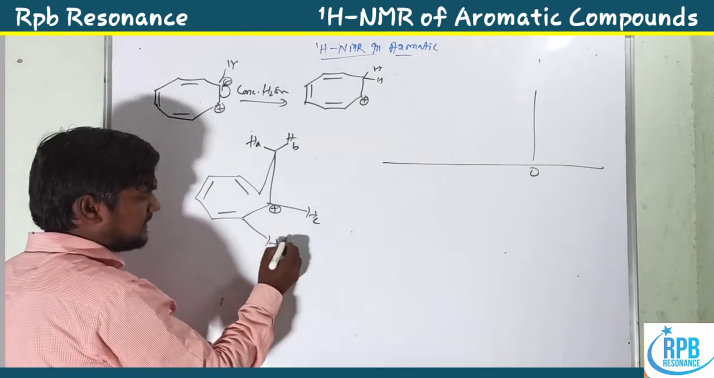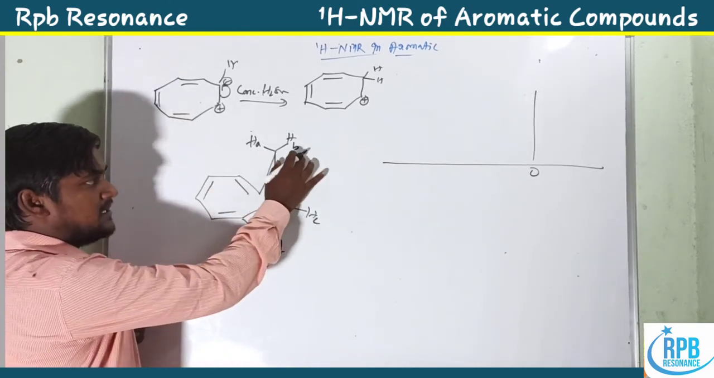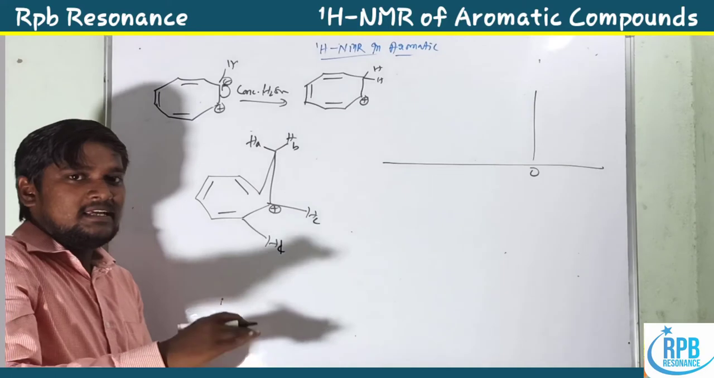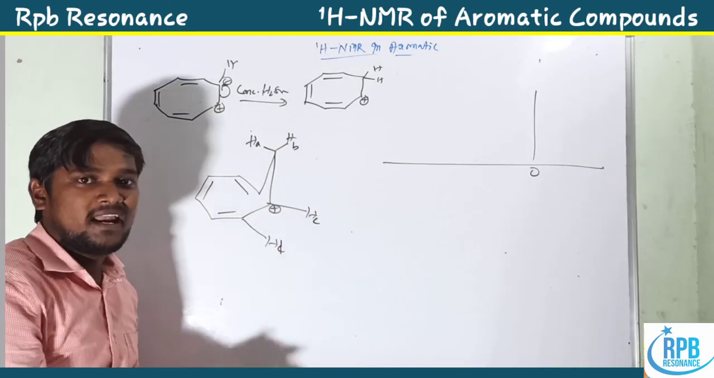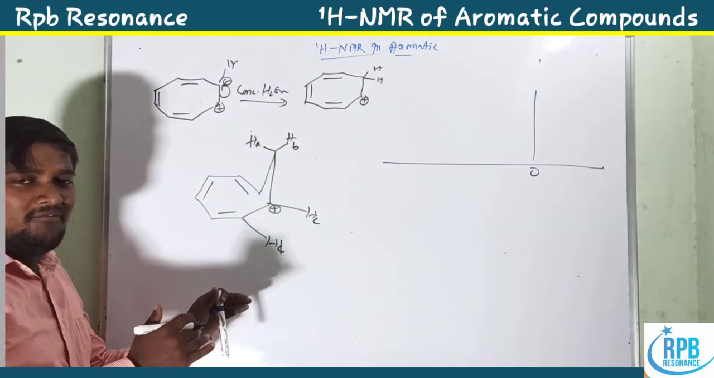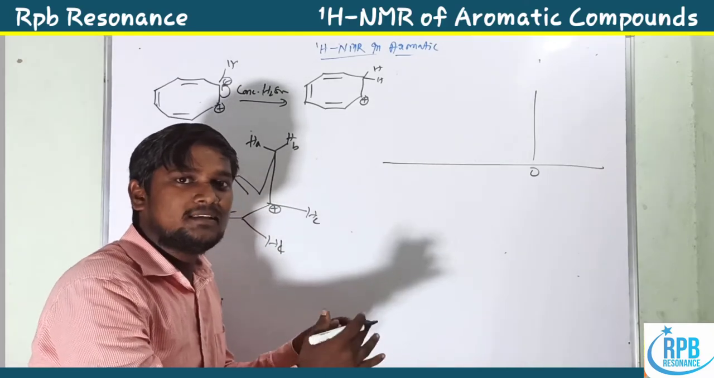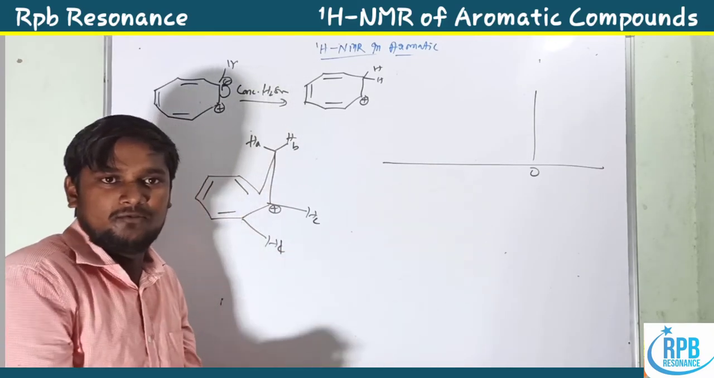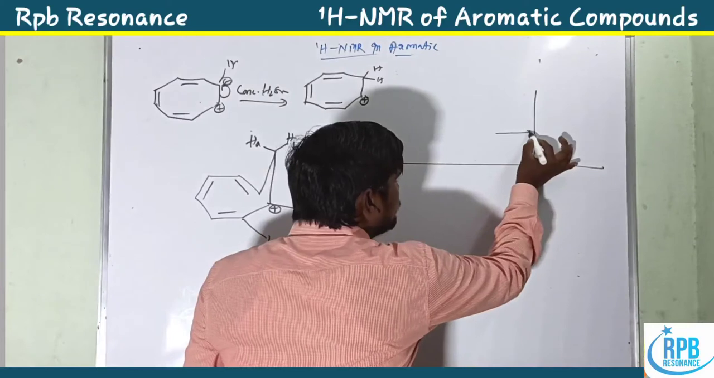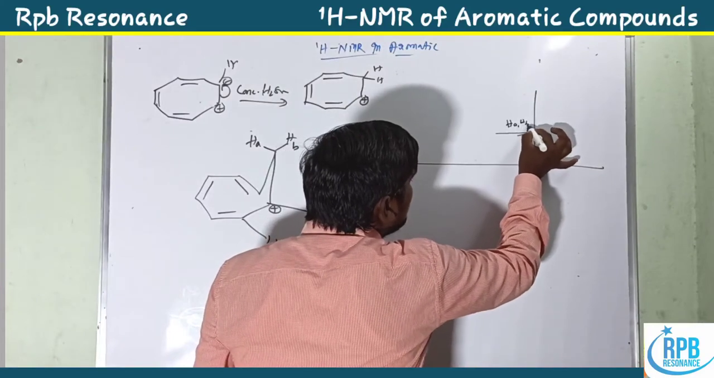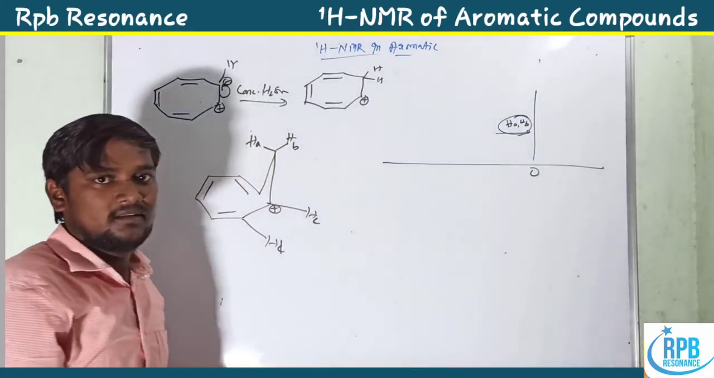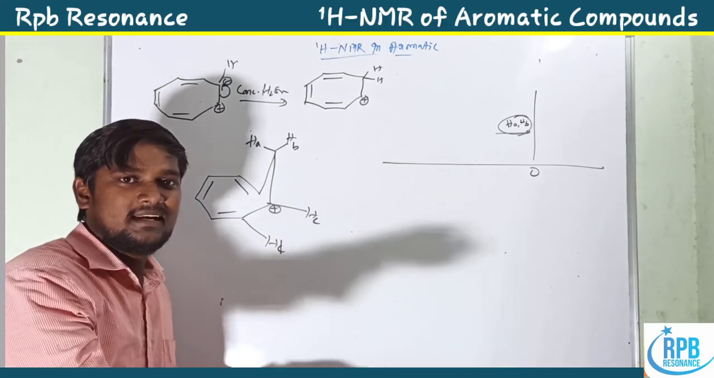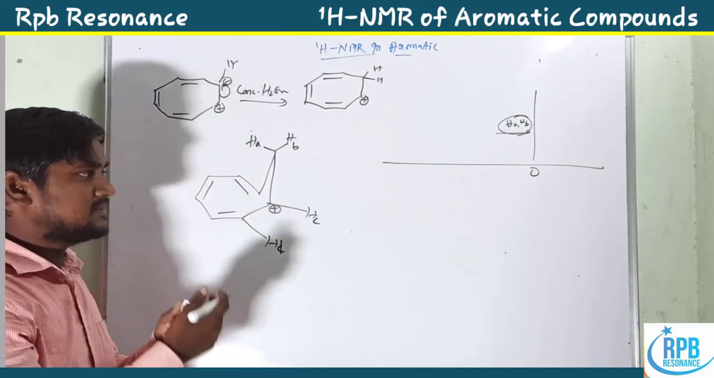Now here it is HC and HD, HA, HB. HA and HB are present far away from the ring current. Away from the ring current means they are very shielded, that is very protected. So that's why it is the shielded region. HA and HB are present on the right side towards the TMS. We don't know whether HA is greater or HB is greater. Let us discuss it after some time.